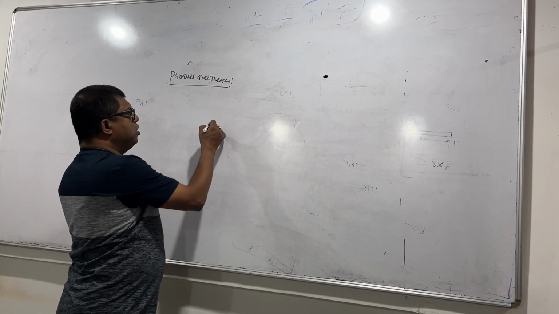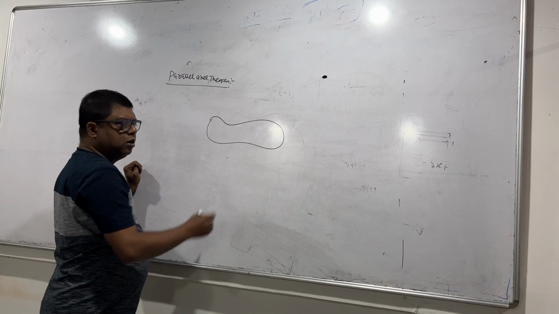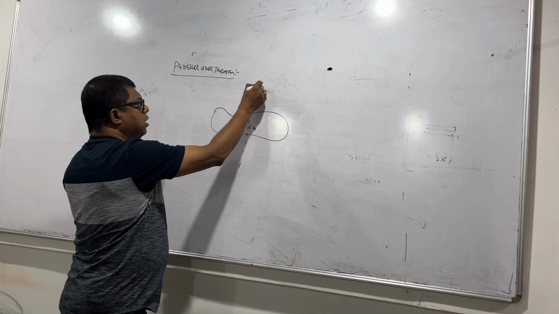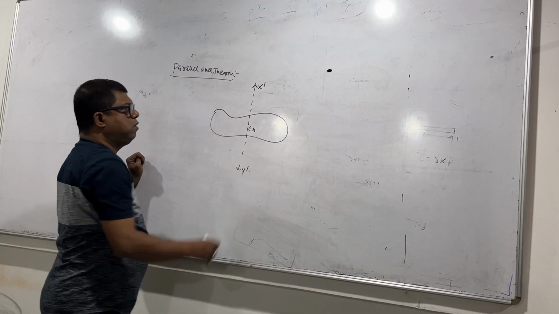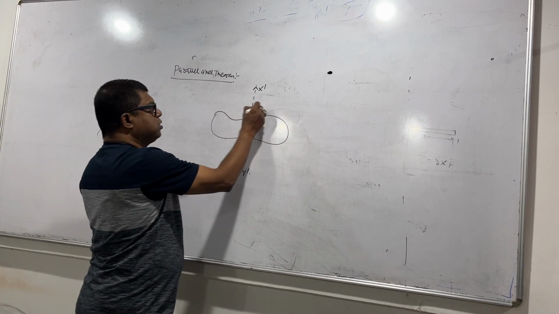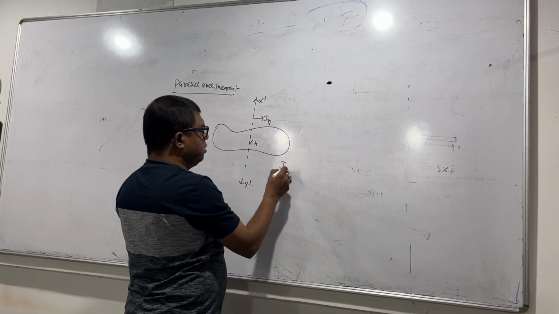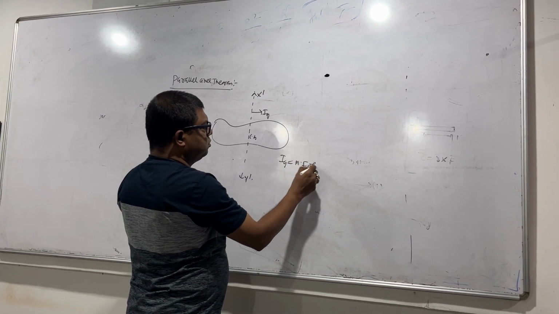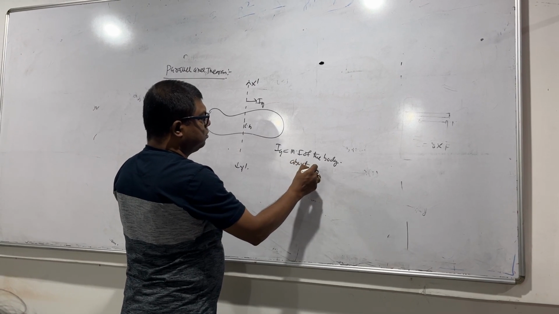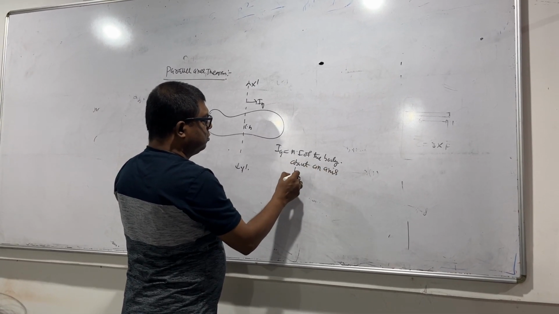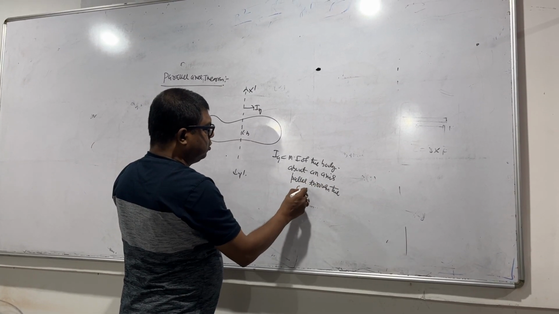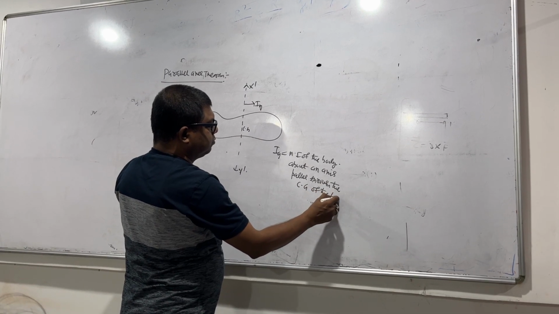Suppose this is the body, and this is the center of gravity, and this axis of rotation passes through the center of gravity, that is x dash and y dash. So I C is equal to the moment of inertia of the body about an axis passing through the center of gravity of the body.